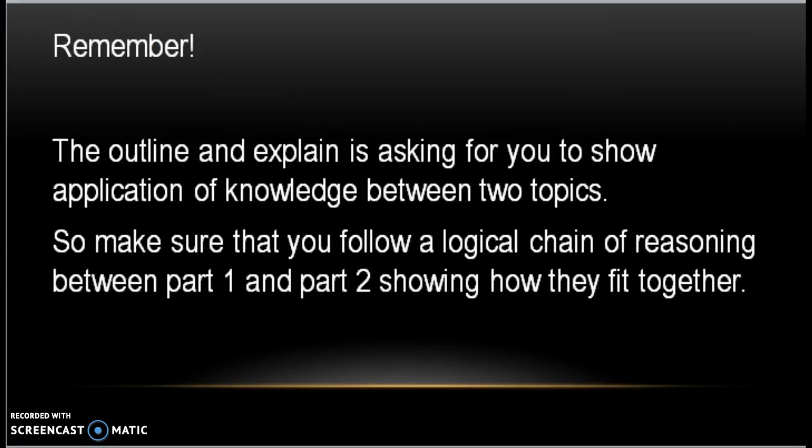Okay. So just to remember, the outline and explain question is asking you to show application of knowledge between two topics. Make sure that you follow a logical chain of reasoning between part 1 and part 2 of the answer and show how they fit together, and offer some form of analysis at the end. To what extent is it true of all cases? What might feminists think? What might the new right think? Application of theory is often a good idea in adding some analysis as well. So if you're ever unsure, asking what sociologists think about the point that you've just made might be a good idea.